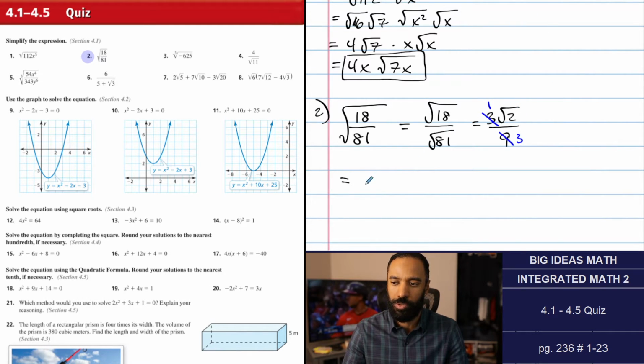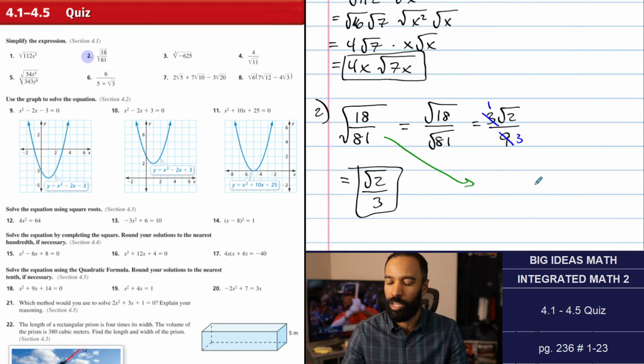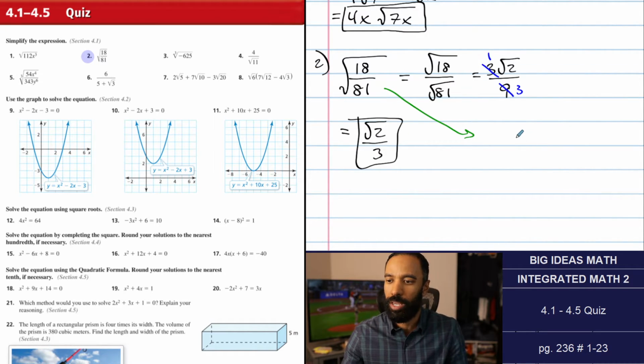1 times root 2 is root 2. I'm left with root 2 over 3. Alternatively, with this problem, what I could have also done, and I know this isn't very good in the way that I'm writing all the different steps here, was take this and reduce the fraction to begin with, dividing 18 and 81 both by 9 and getting 2/9 straight up.